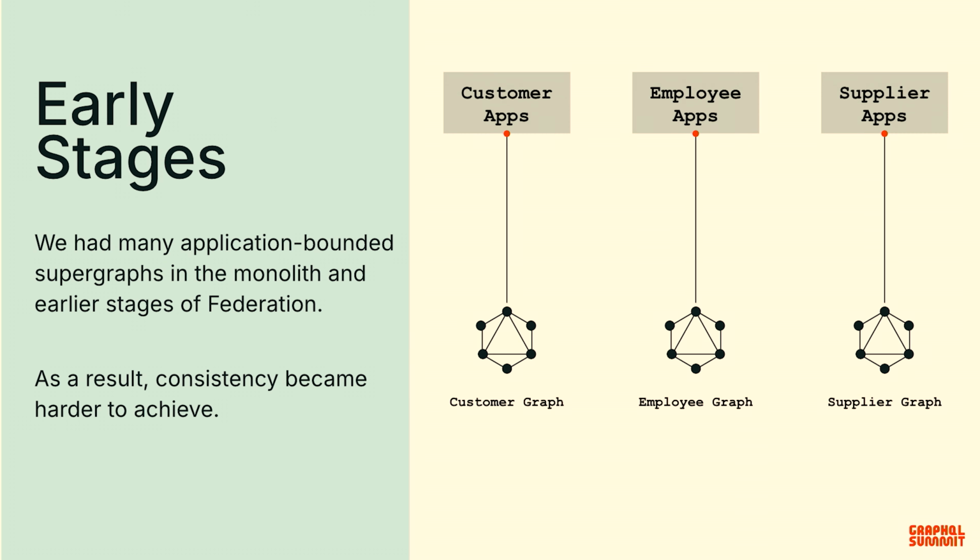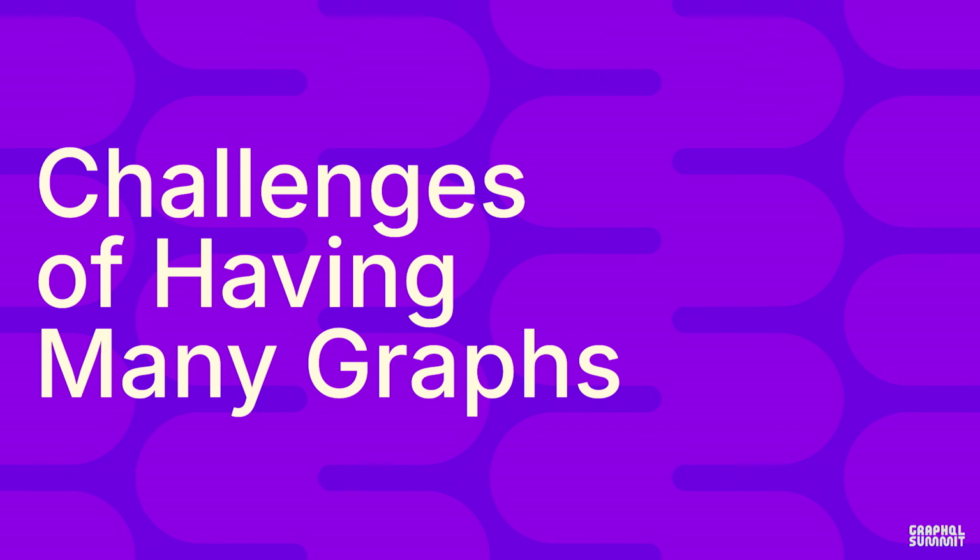So earlier in our GraphQL and Federation journey, we felt those pains because we did just that. We had multiple application-bounded supergraphs that were disconnected per experience. With so many shared concepts across our applications, we lived through a lot of those pains. Let's take a look at some of the high levels of those pains that we ran into with the many graphs approach that we had early on at Wayfair.